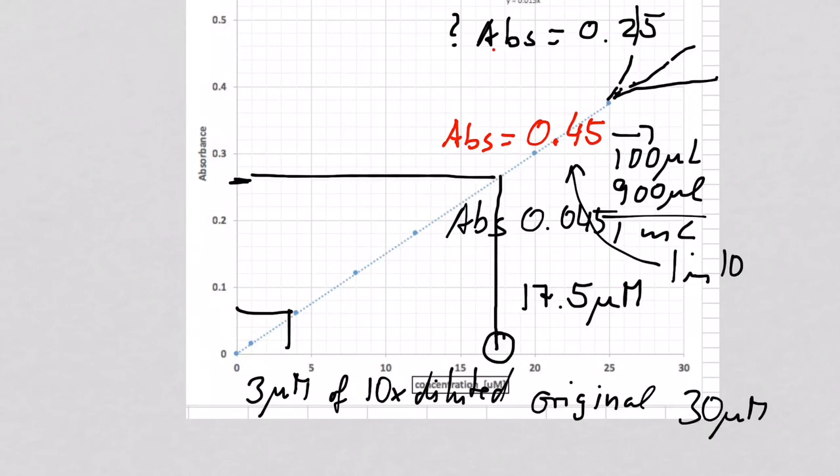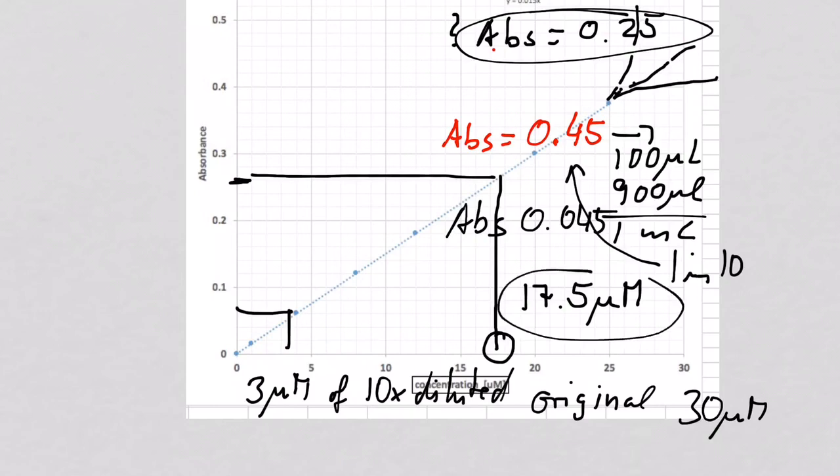Actually, for our unknown sample that we had, we got an absorbance of 0.25. And we said that is equivalent to probably 17.5 micromolar. Tell you what, shall we do a little bit of a reality check? Is it possible that 17.5 micromolar gives us an absorbance of 0.25? Is that possible from our data? Let's have a look.